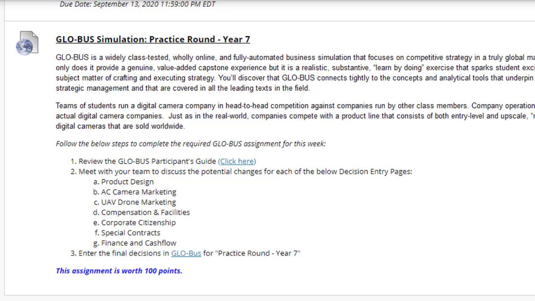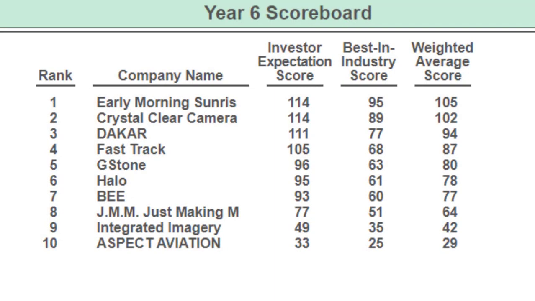Now let's take a look at Globus and see what happened in year 6. Okay, as you can see, Team E jumped out early with a weighted average score of 105. Team C came in at 102, so great job with getting above 100. That's very difficult within the practice round, so tremendous effort on those 2 teams. Now, with that said, Team D, they're at 94. That's nothing to sneeze at either. You got Team F at 87, Team G at 80, Team H at 78, Team B at 77.